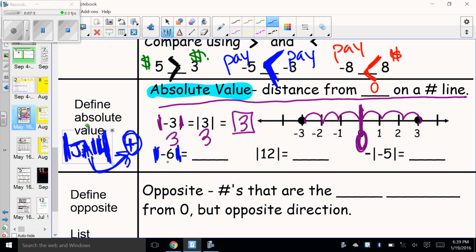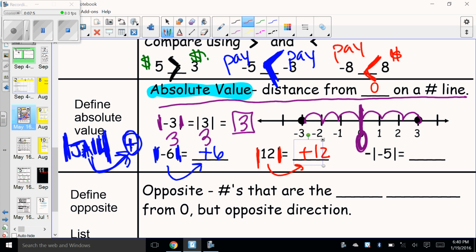There's jail. -6 is in jail. -6 gets out of jail, which becomes a +6. Now, same situation here. -12 is in jail. -12 gets out of jail. That's still a +12. Notice I didn't write -12. It has to stay positive.